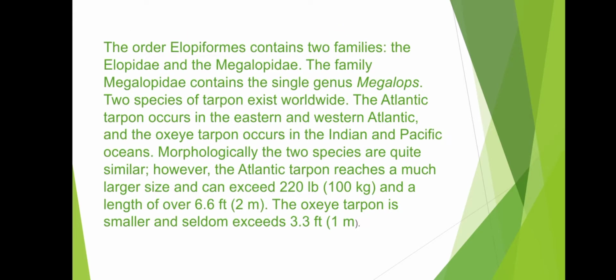The order Elopiformes contains two families, the Elopidae and the Megalopidae. The family Megalopidae contains the single genus Megalops. Two species of tarpon exist worldwide. The Atlantic tarpon occurs in the eastern and western Atlantic, and the ox-eye tarpon occurs in the Indian and Pacific Oceans. Morphologically, the two species are quite similar.